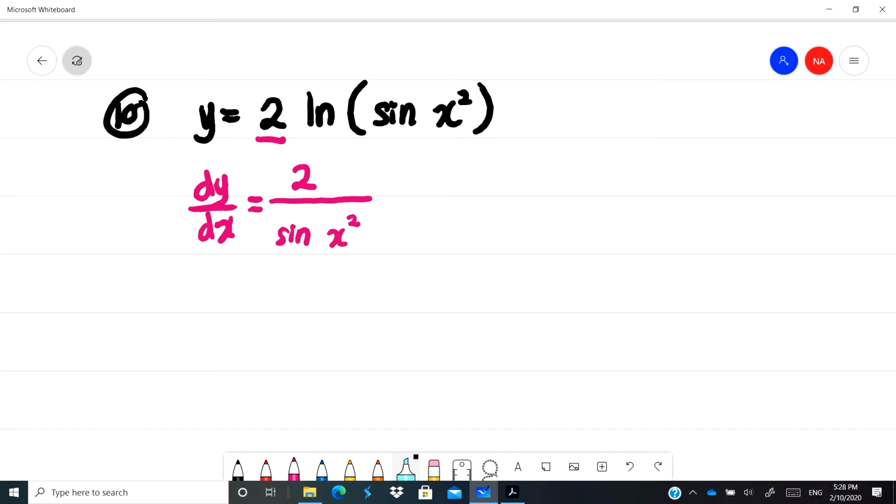All right, what you have to do is to differentiate this sine x squared. Right, so differentiating sine x squared. Firstly differentiate sine. Differentiating sine will give you cos. Cos of what? Cos of x squared, because it is not x, it is x squared. You still have to differentiate x squared, so differentiating x squared will give you 2x.